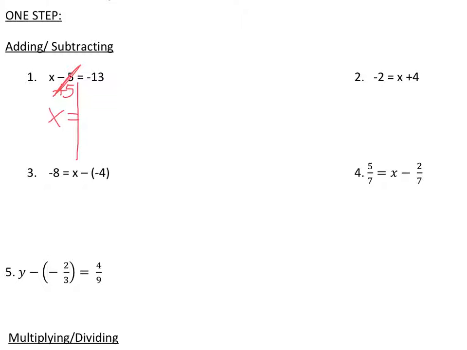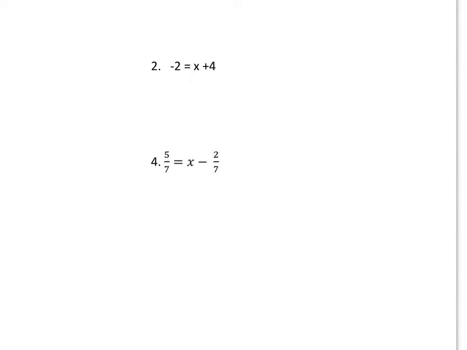Now the equal sign acts as a balance. Whatever you do to one side, you have to do to the other. So if I add 5 to the left side, to keep it balanced, I have to add 5 to the right side. And then negative 13 plus 5 is going to give me negative 8. That's my answer, because I got x by itself.